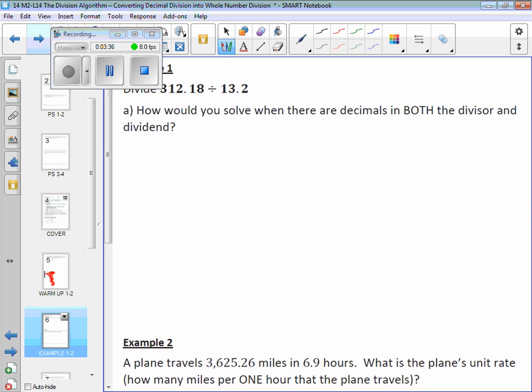Okay. The gist of lesson 14 is now going to be in these next 2 examples. The good news is it's the same exact digits, right? You've got 3, 1, 2, and then divide by 1, 3, and 2. But the decimals are in a different spot. First things first. Who's in, who's out? Jacob. 13.2 is out.